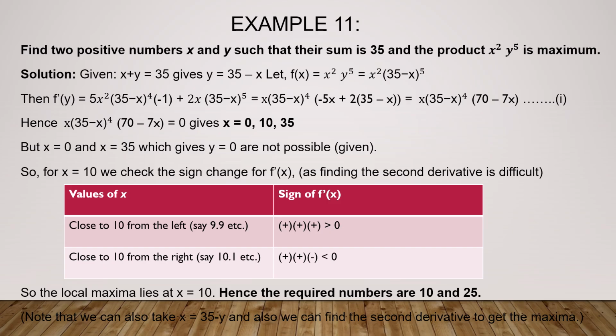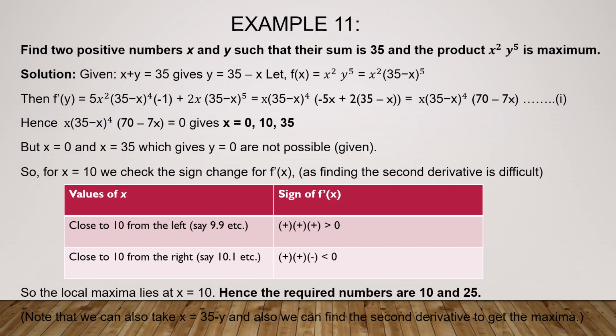Now when you equate this to 0, you get three values of x. First is x equal to 0. Second, x minus 35 is 0, means x is 35. And 70 is equal to 7x means x is 10. Correct? But x equal to 0 and x equal to 35: if you put x as 0, y will be 35, and if you put x as 35, y will be 0. That is not possible because both are positive. So the only possible value is x equal to 10.